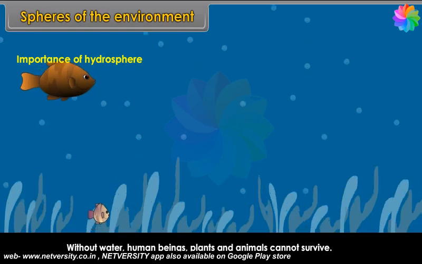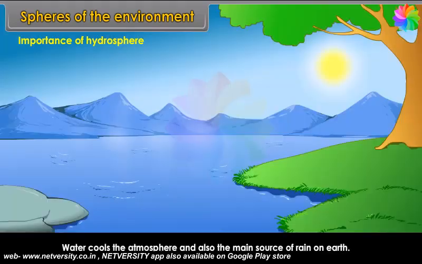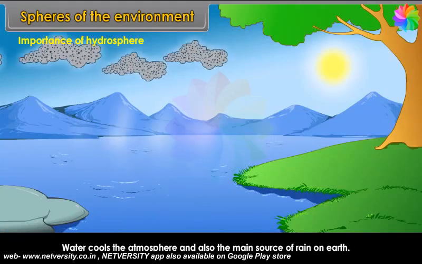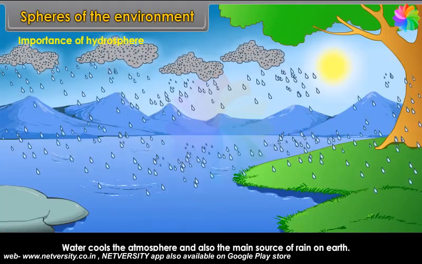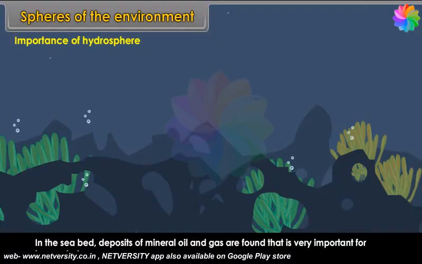Water cools the atmosphere and is also the main source of rain on Earth. In the seabed, deposits of mineral oil and gas are found. That is very important for human beings.